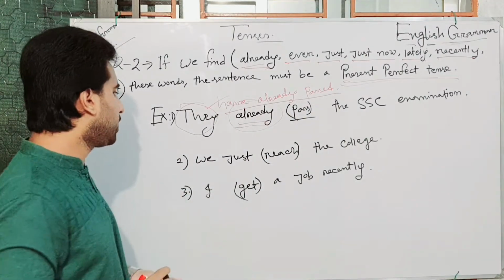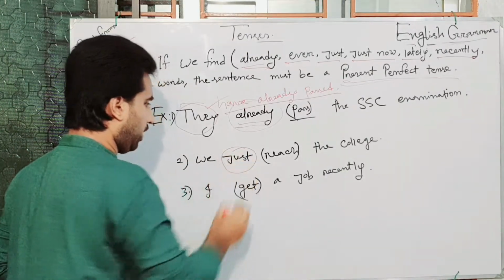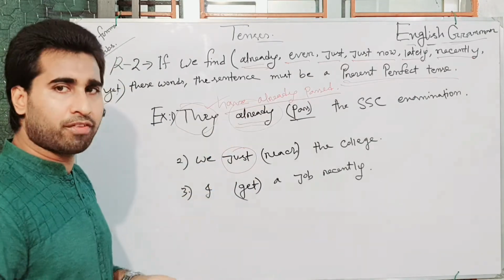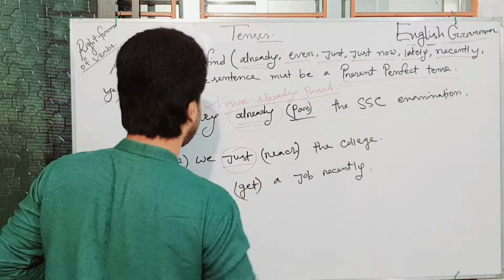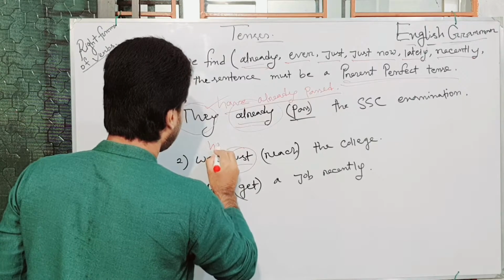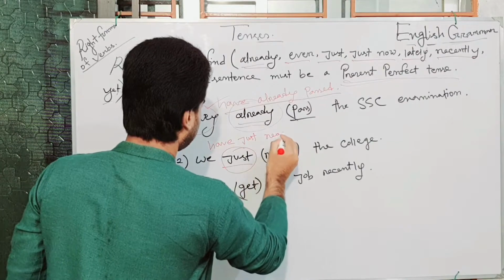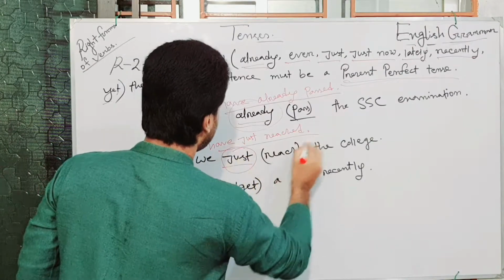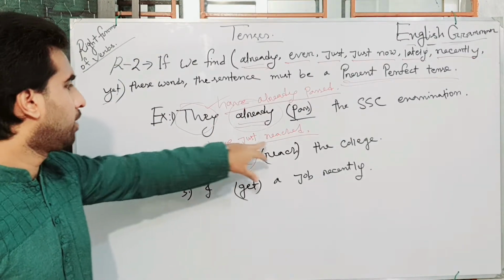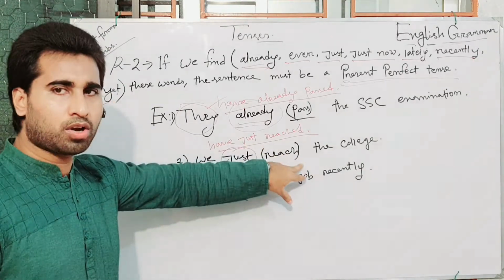The next one is: we just reached the college. As we find here the word just, it will be a present perfect tense, and as it is just, before it we have to use an auxiliary verb. We have just reached. Here is the correct form of the verb. We have just reached the college.